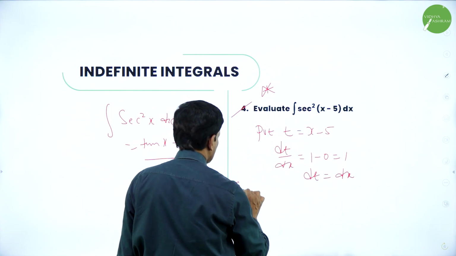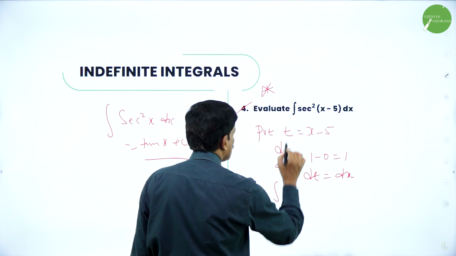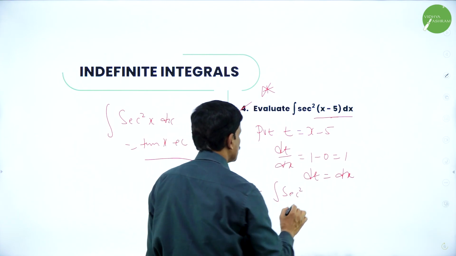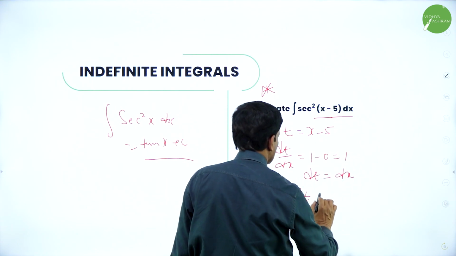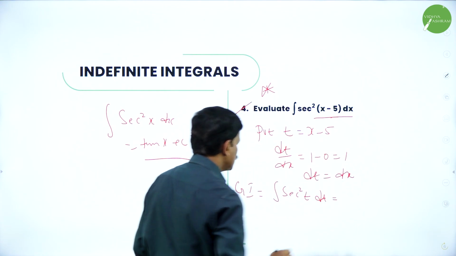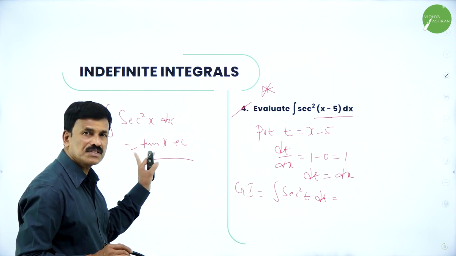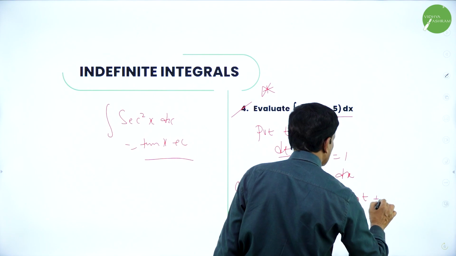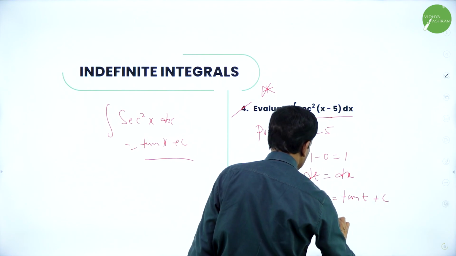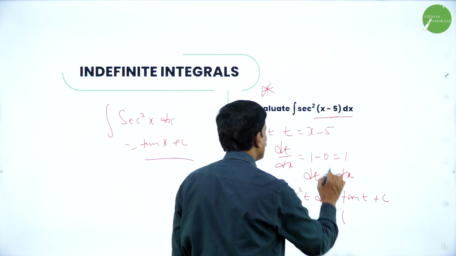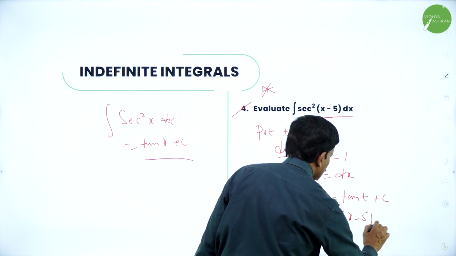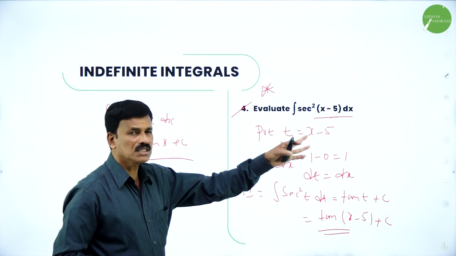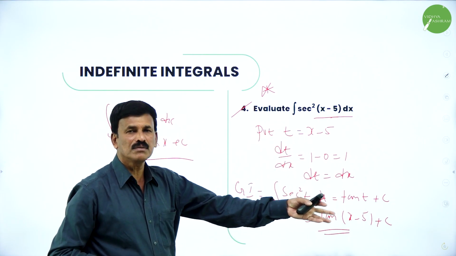Now this given integral becomes integral secant square of x minus 5. x minus 5 is nothing but t, and dx is equal to dt. Now what is integral of secant square t? Integral of secant square x is tan x. Integral of secant square t is tan t plus c. Now this is equal to tan of, what is t we have taken? x minus 5 plus c. That's it. So integration of secant square x minus 5 dx is tan x minus 5 plus c.